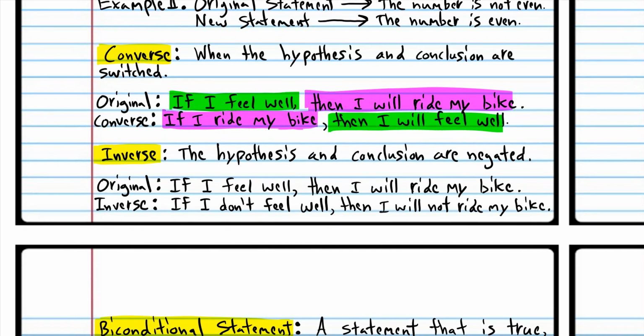So now let's go to the inverse. So you have the original statement. The inverse is when you negate both the hypothesis and the conclusion. So let me tell you what I mean. Again, negate means you say the opposite thing. So I feel well, that changes to if I don't feel well. And I will ride my bike changes to I will not ride my bike. So you have to negate both the hypothesis and the conclusion, and that's the inverse statement.